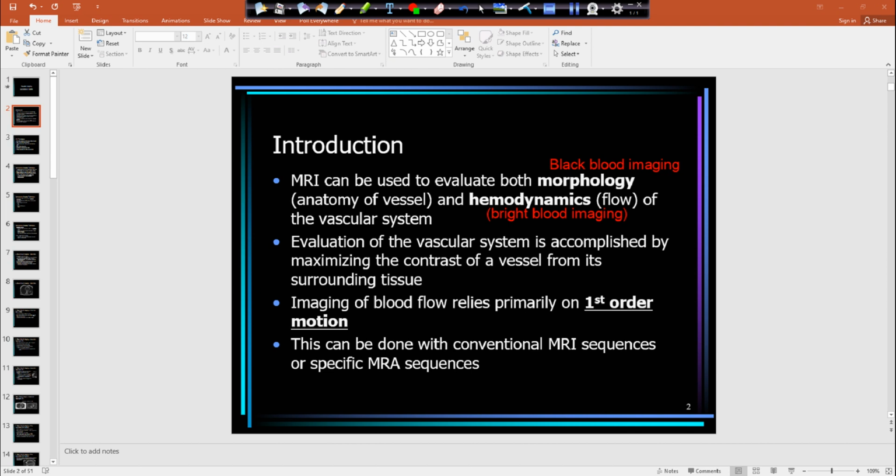Once again, this is just a reminder that imaging blood flow relies primarily on first order motion. So what is the first order type of blood flow? Laminar or parabolic, which is constant. Remember, you have different velocities. The velocities slow down near the wall because of resistance, friction, but at the center of the vessel, that's where you have the highest velocity, but once again, it's constant.